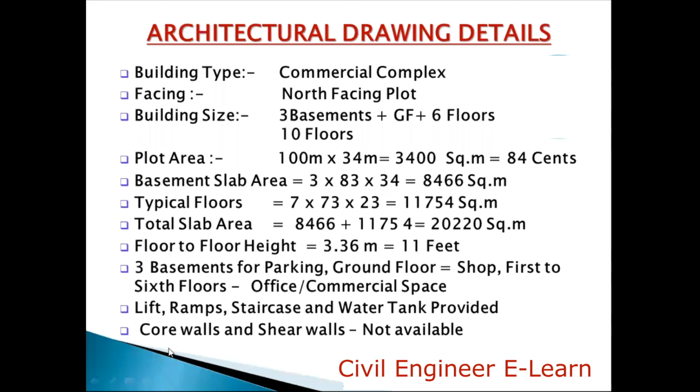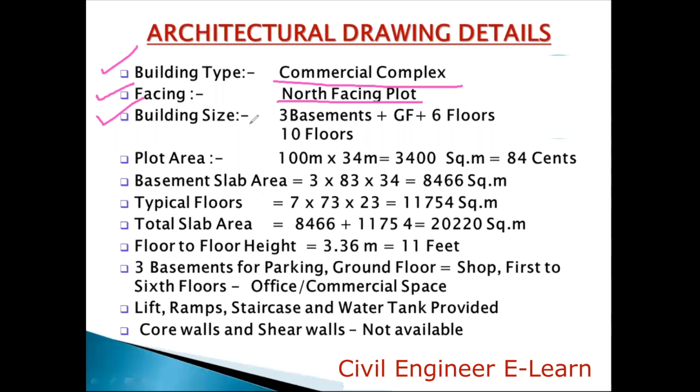The type of building we have chosen is a commercial complex. The facing of this structure is a north-facing plot. Before designing this structure, this is the basic information we first need to gather. What is the building type? A commercial complex. Which facing is it? North-facing plot. What is the building size? It's 3 basements, ground floor plus 6 floors, total 10 floors.